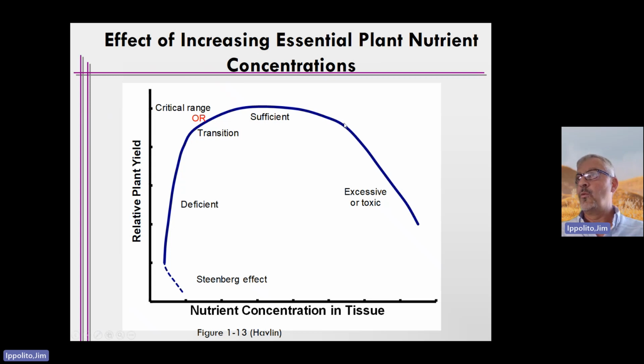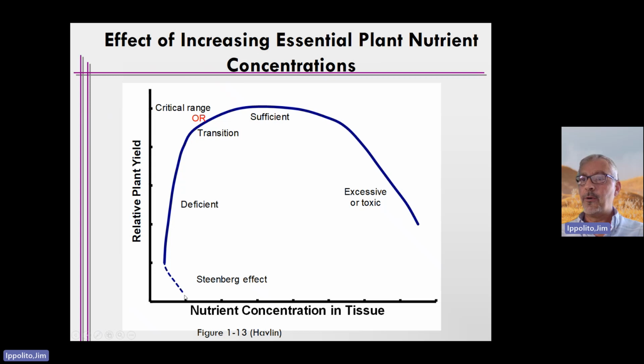Then there's another zone where the toxicity kicks in, where the nutrient is just excessive or toxic to a plant. And when you're in this zone where yield decreases, oftentimes the concentration of a nutrient is so great that it kills the growing tip of the root, the apical meristem. We're going to talk about this in the last unit, hopefully, if we get to it.